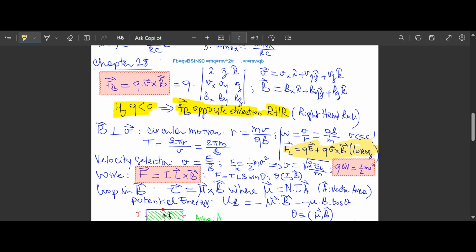And one important thing: if I have a charge that is not moving and I want to move it, what shall I do? Well, I put it in a voltage. I put it in a parallel plate. And we know if I put it in a voltage, then q delta V should be equal to half m v final squared. So this will give me the v.